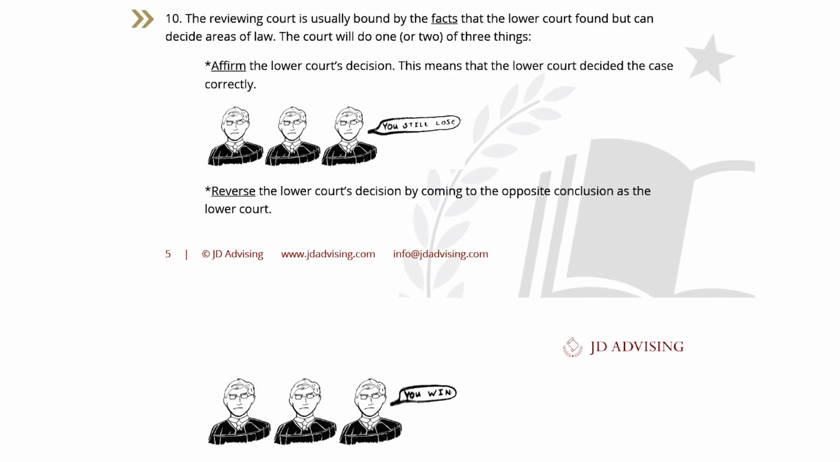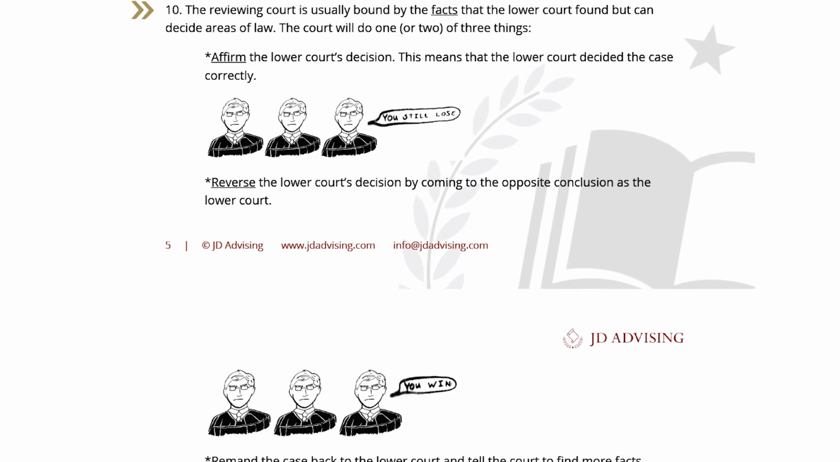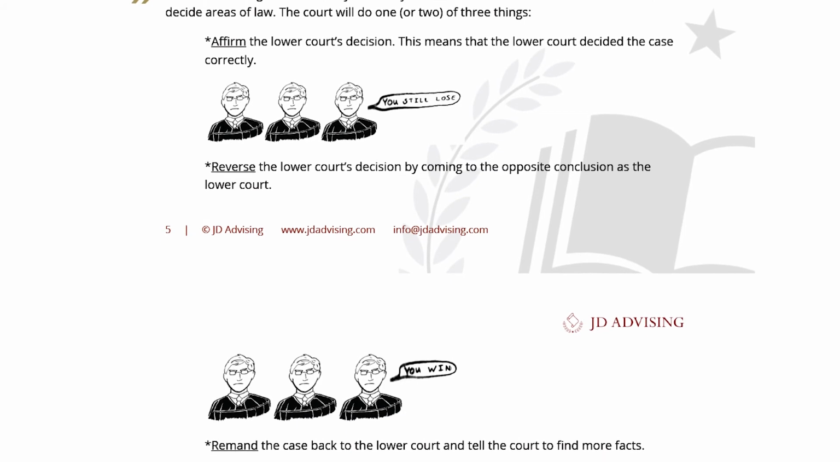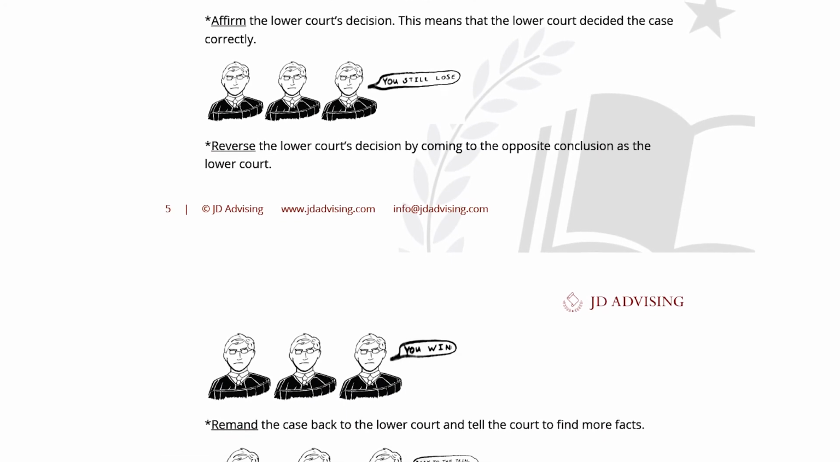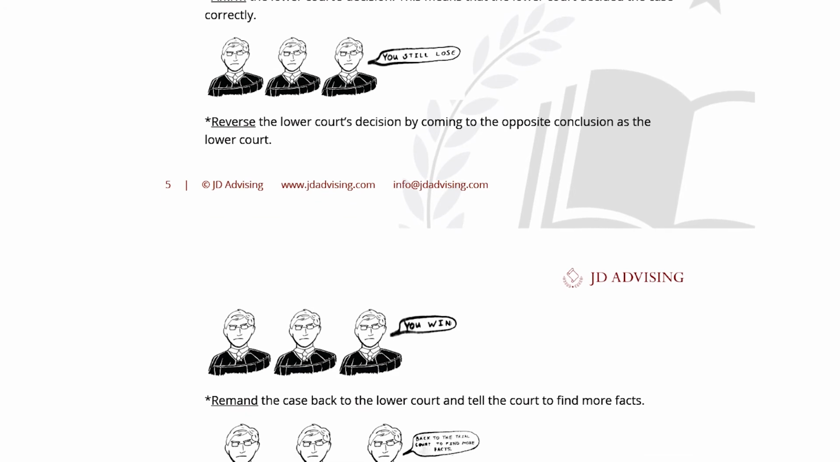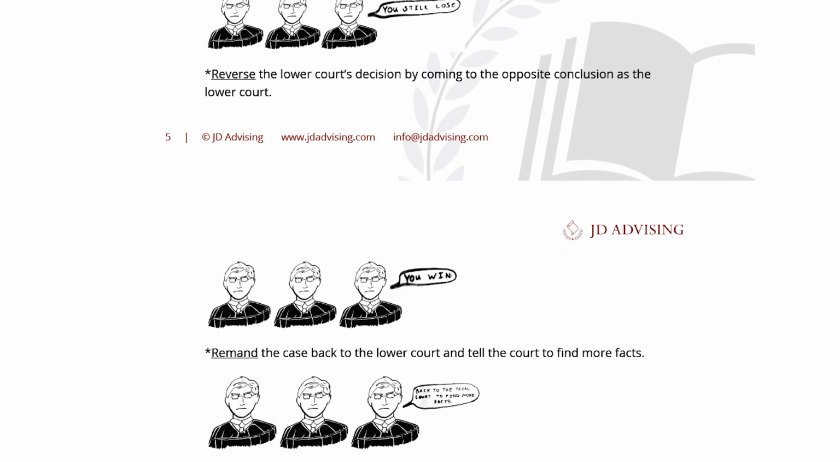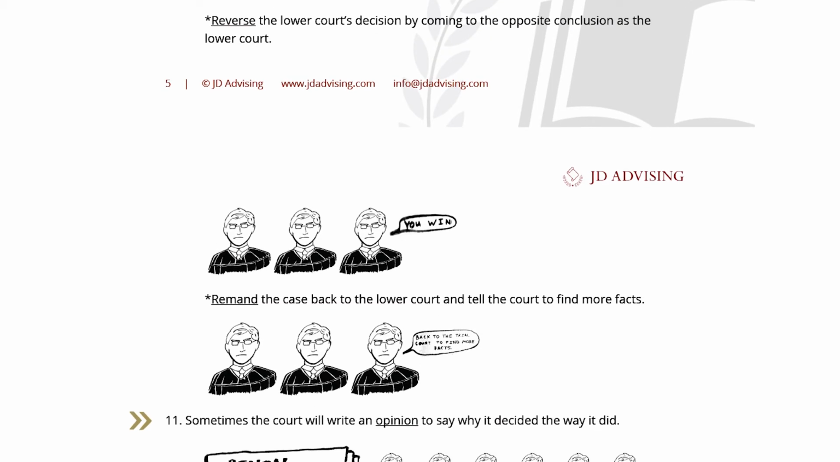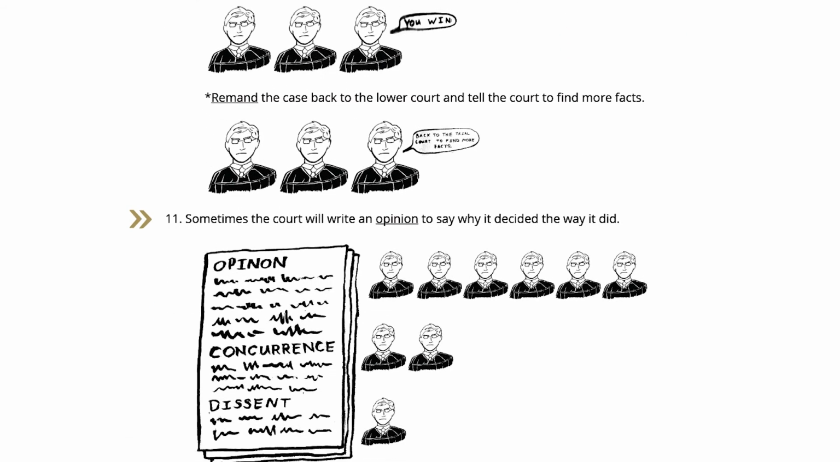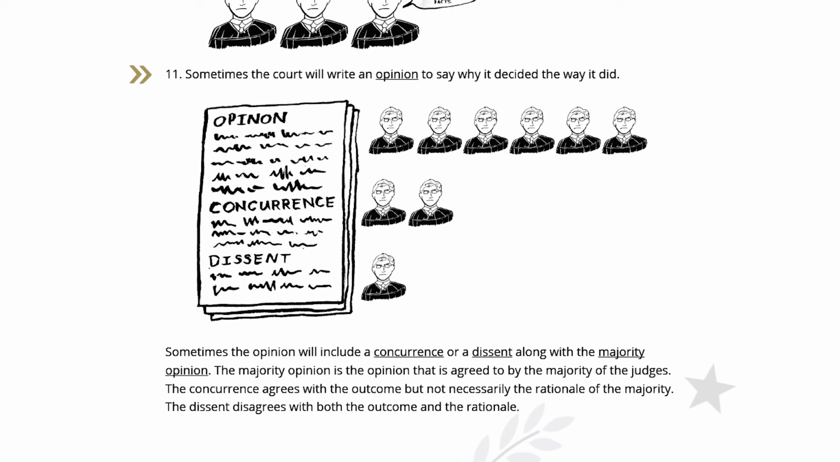They could affirm the lower court's decision, basically say, yep, you are right, lower court, we agree with you. So affirm is just a fancy way to say, we agree with you. They could reverse the lower court's decision by coming to the opposite conclusion as the lower court, or they can remand the case back to the lower court and tell the court, hey, you need to decide X, Y, Z. You need to tell me what the facts are on X, Y, Z. So remand is just a fancy way to say send back.